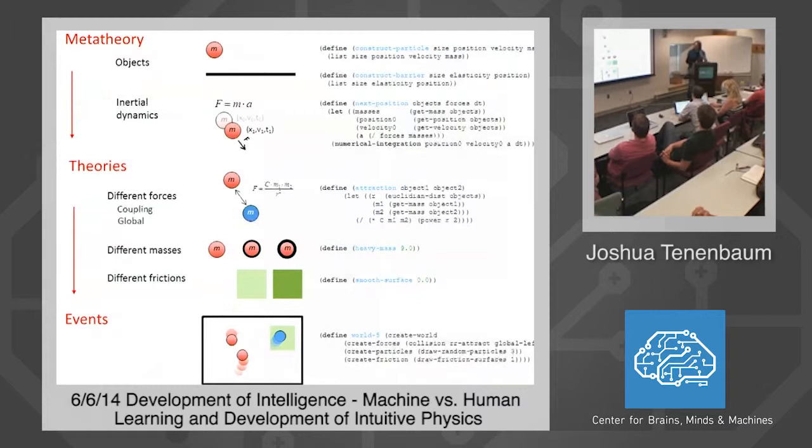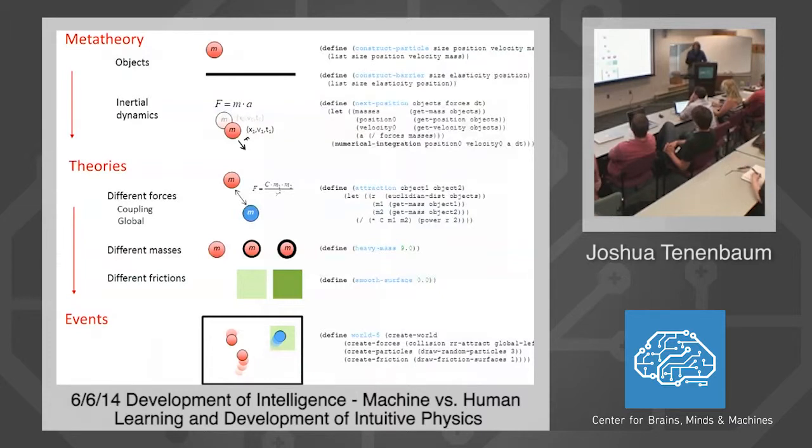In the same way that some version of a utility calculus seems to be the core organizing principle of naive psychology, something like F equals ma seems to be the core organizing principle of intuitive physics of objects. I mean, you could ask, could we learn that? But at least in this model, we're just putting that in. That's setting up the whole model.